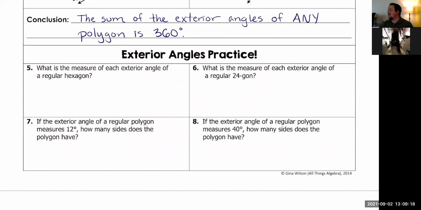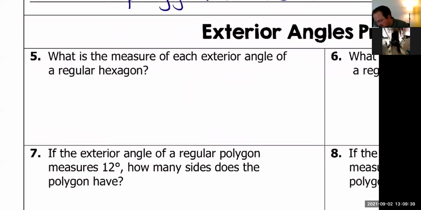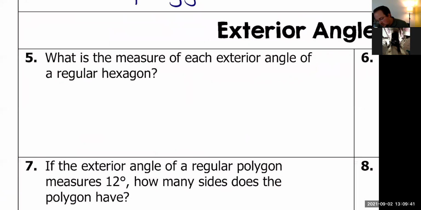So, a little mini practice. We had one for interior angles. We're going to have a little one here for exterior angles. Let's try to be careful not to confuse the differences between them. This one's a little bit easier though, because it was always 360. We don't have to do an extra calculation like we did above. We do want to still make sure we're reading the prompt carefully. So number 5 says, what is the measure of each exterior angle of a regular hexagon?